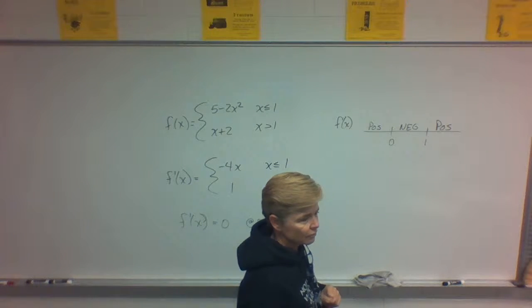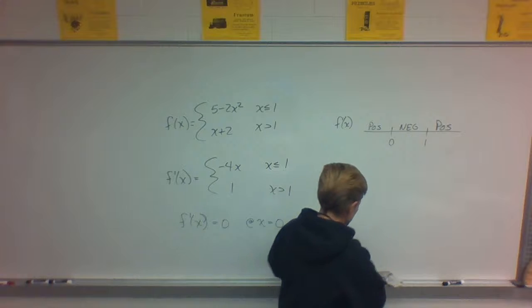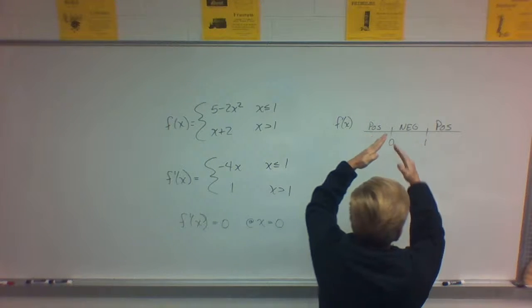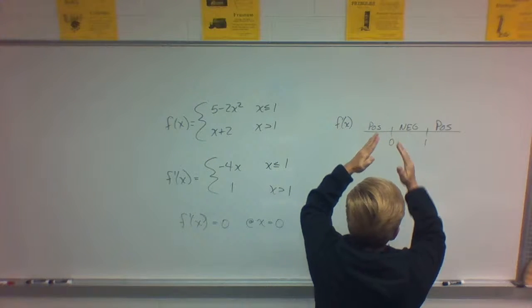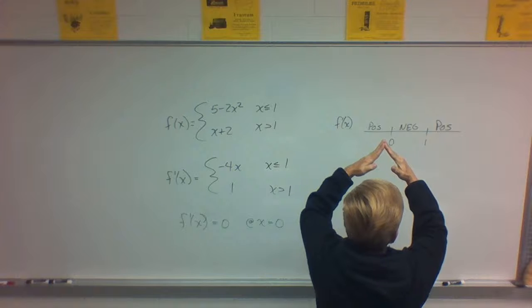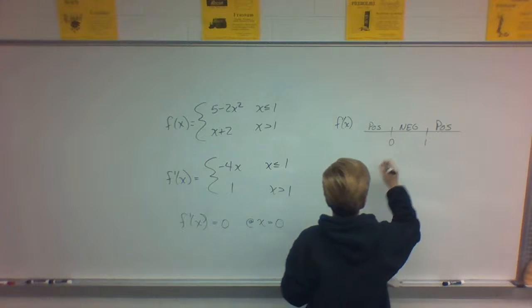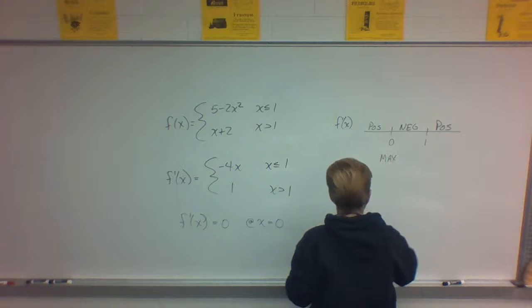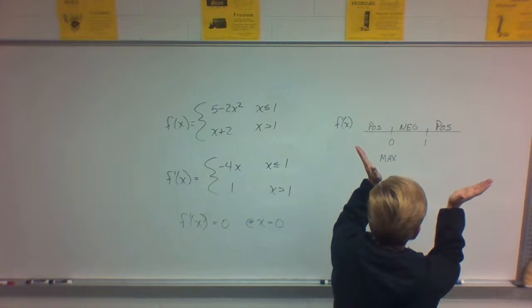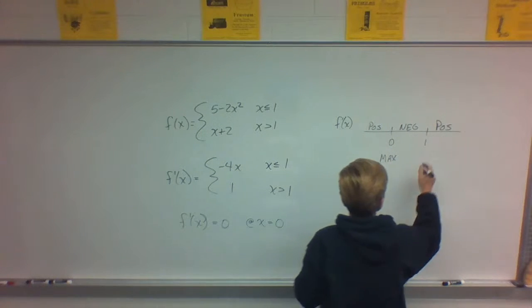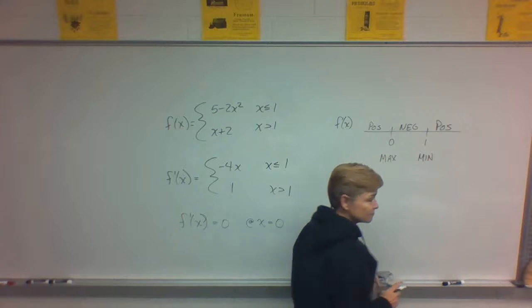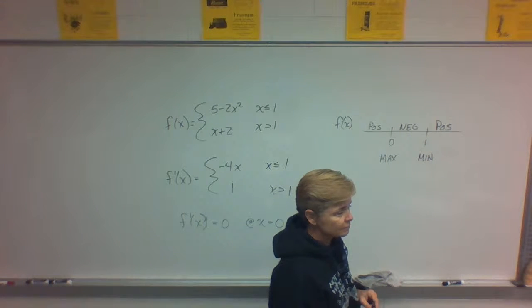Guess what that means? We have positive then negative. We have what at 0? A maximum. Then a minimum. At 1, we have a minimum. Does that count as a minimum? Betcha it does, because there's a change in sign.